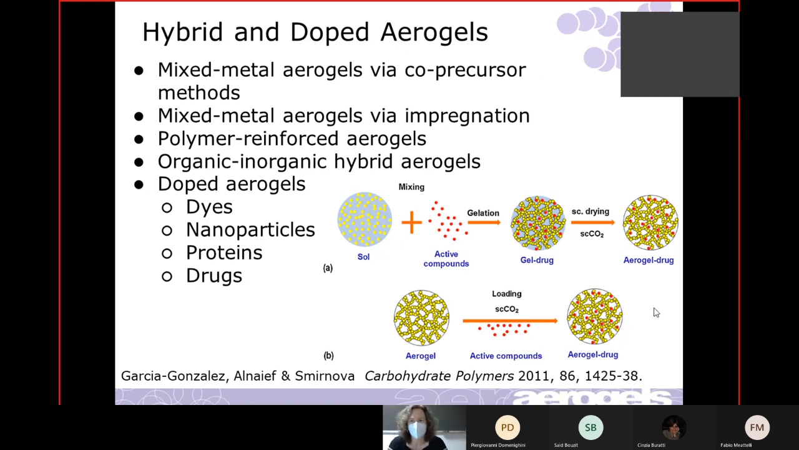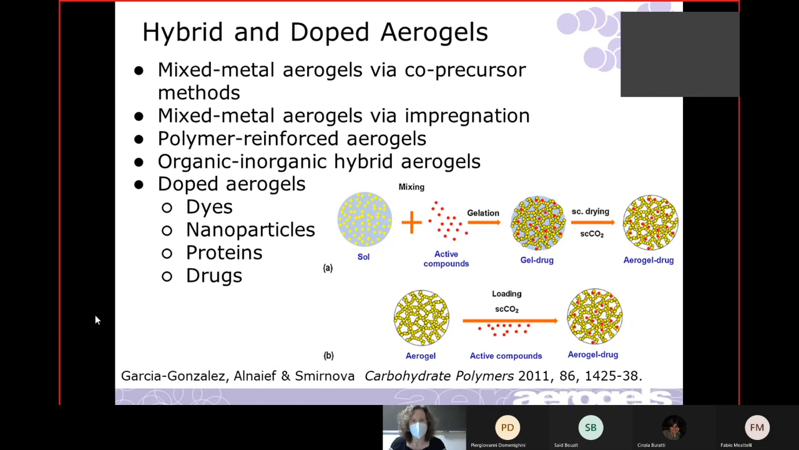One can trap things as large as proteins and nanoparticles, or as small as dye molecules, within the matrix this way. And so you can take advantage. This would be putting it in before it gels, or putting it in after it gels, if there's a way to do it without pore collapse. There are lots of different interesting hybrid things that can be done.